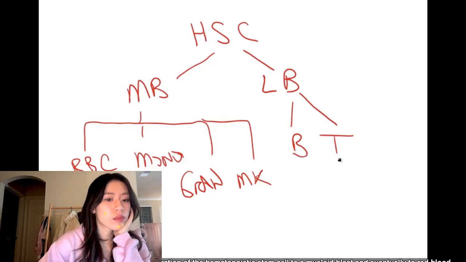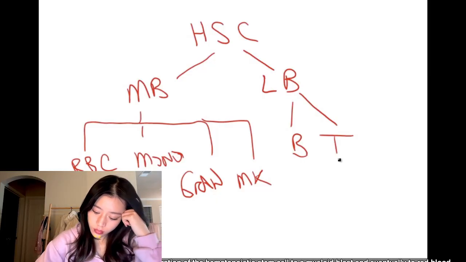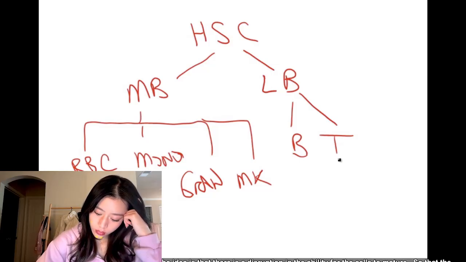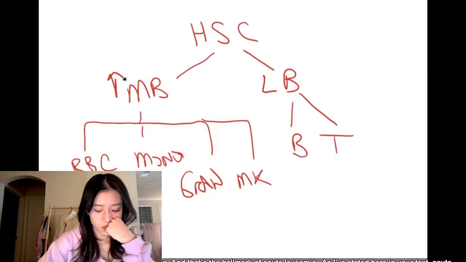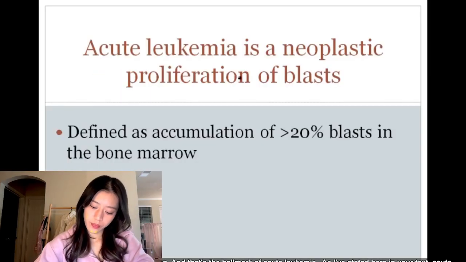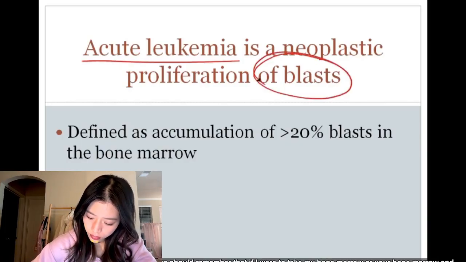Now, this stepwise maturation of the hematopoietic stem cell to a myeloid blast and eventually to red blood cells, etc., is constantly occurring. In an acute leukemia, the idea is that there is a disruption in the ability for the cells to mature, so that the myeloblast, for example, or the lymphoblast, for example, loses the ability to become a more mature cell, and when it loses that ability, this cell begins to pile up. And that's the hallmark of acute leukemia. As I've stated here in your text, acute leukemia is a neoplastic proliferation of blasts.